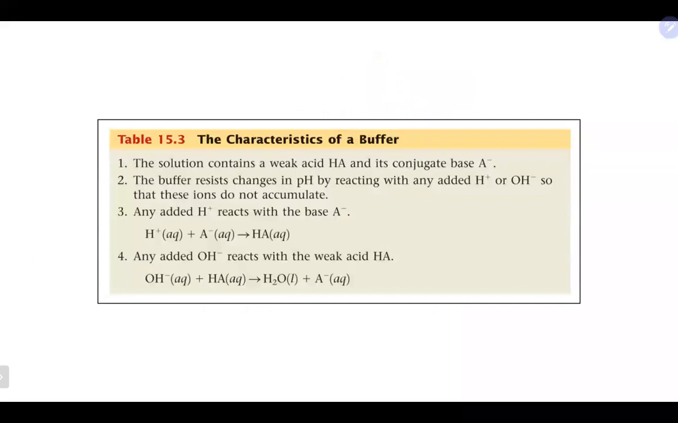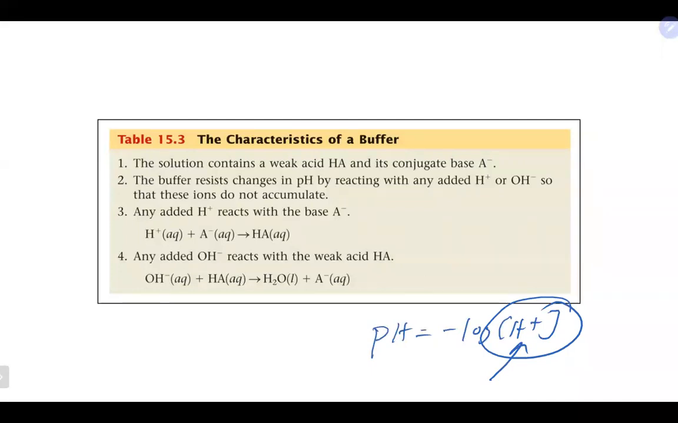So once again, this table sort of summarizes it. Again, it is a weak acid or a weak base with its conjugate partner. It resists changes in pH by preventing any free H plus or OH minus from accumulating in the solution. And again, it basically does either an acid-base reaction or a double displacement sort of reaction. And both of those basically use up the H plus and OH minus. And that is the goal of allowing the pH to stay pretty constant, is keeping the H plus relatively constant. Any questions on how a buffer works?